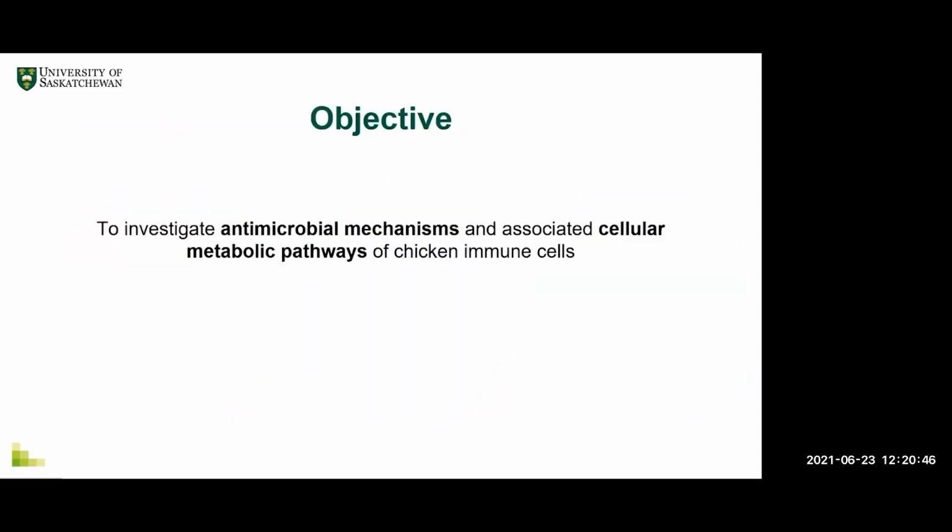So considering information from previous studies and other background information, to increase the utility of CpG-ODN as an alternative to antibiotics in chickens, we need a profound understanding of its mechanisms. As information is lacking on this basis, we plan to start from the front line of defense in chickens. So our objective was to investigate the antimicrobial mechanisms and associated cellular metabolic pathways of chicken immune cells after CpG-ODN administration.